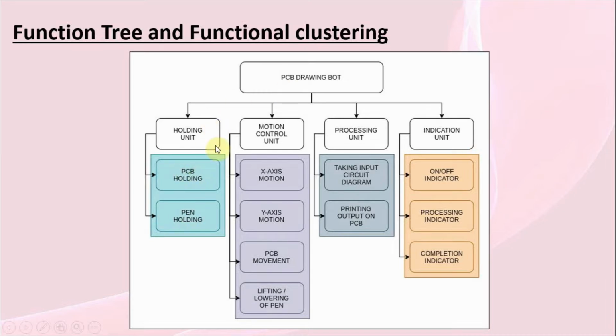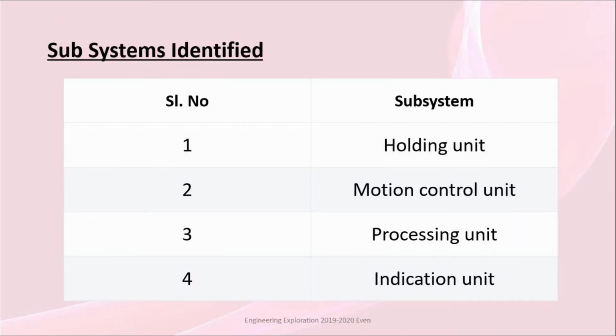The motion control unit consists of X-axis motion, Y-axis motion, PCB movement, lifting and lowering of pen. The processing unit consists of taking input circuit diagram, printing output on the PCB. Indication unit consists of on or off indicator, processing indicator, and the completion indicator. As we have seen in the last slide, the subsystems are listed below.